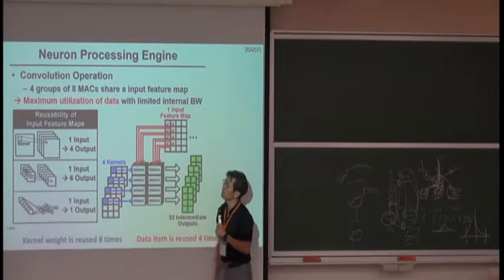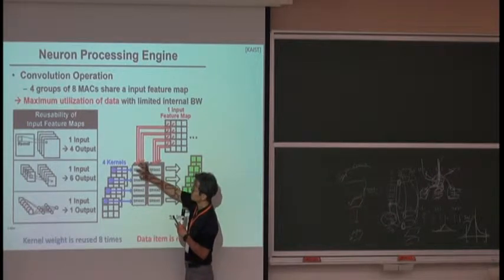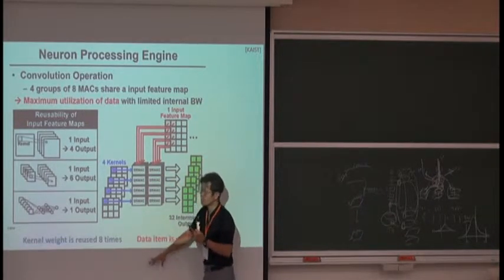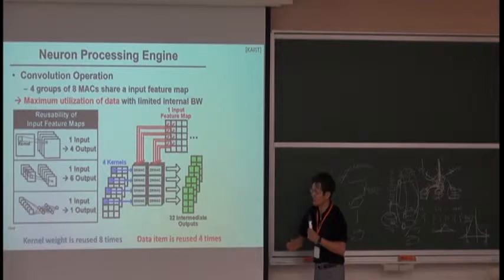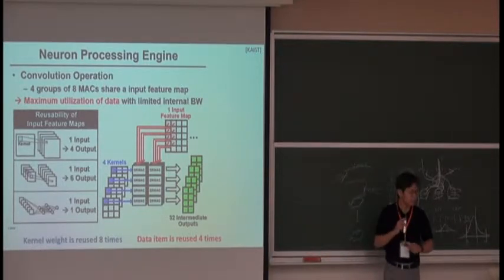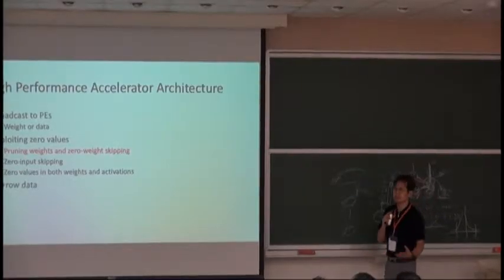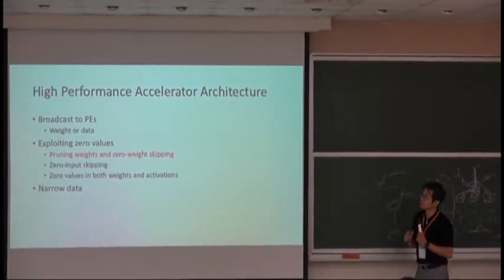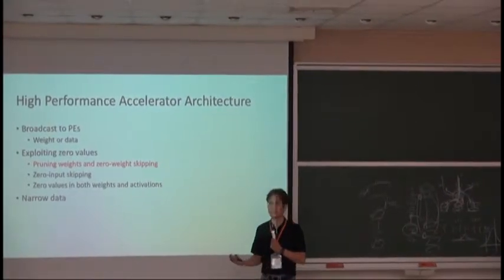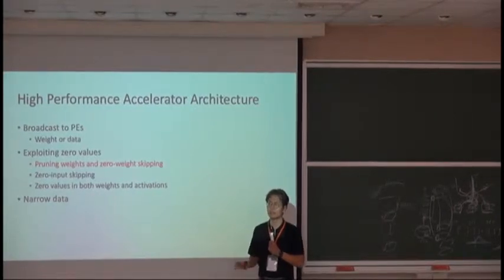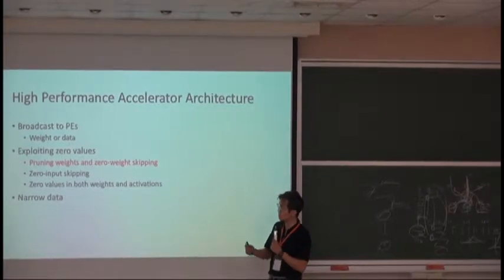So in this example, one input data item is reused 4 times, and one kernel weight is reused 8 times. If you increase the number of MACs here, or the number of rows, you can exploit the reuse behavior more. That's the basic approach of using a broadcasting structure to exploit the reuse behavior. Almost all hardware accelerators try to use such a broadcasting mechanism. And on top of that, we try to exploit value locality, especially zero values.